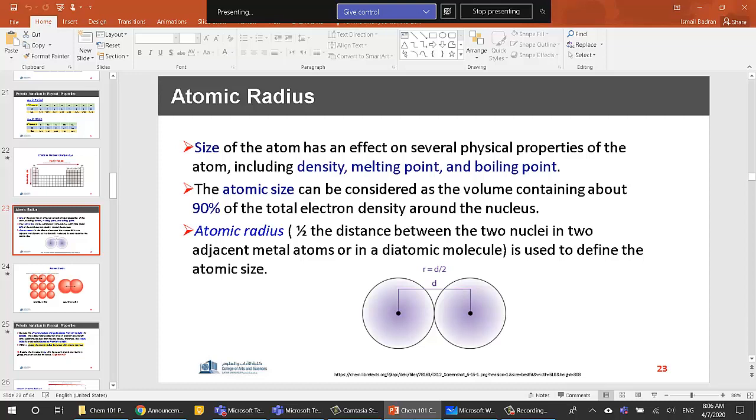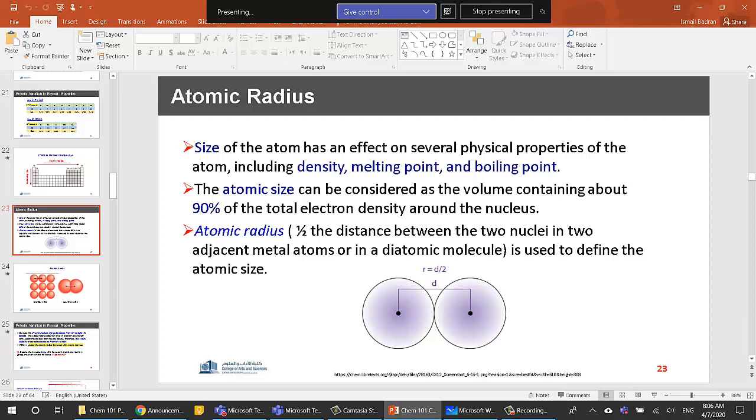Now here we define the size. The atomic size can be considered to be the volume containing about 90% of the total electron density around the nucleus. So that's the first thing. Another thing is that we take the atomic size to be half the distance between the two nuclei in two adjacent metal atoms or in atomic molecules.